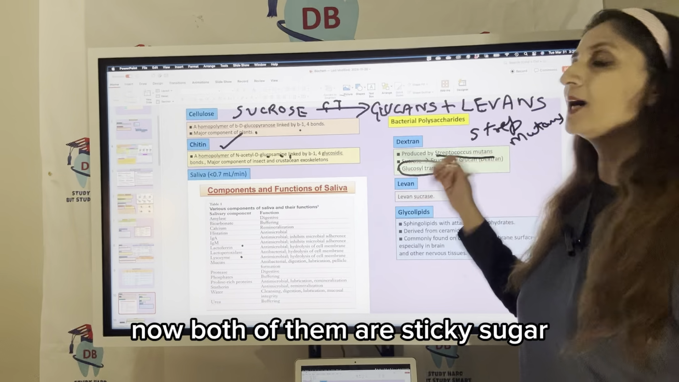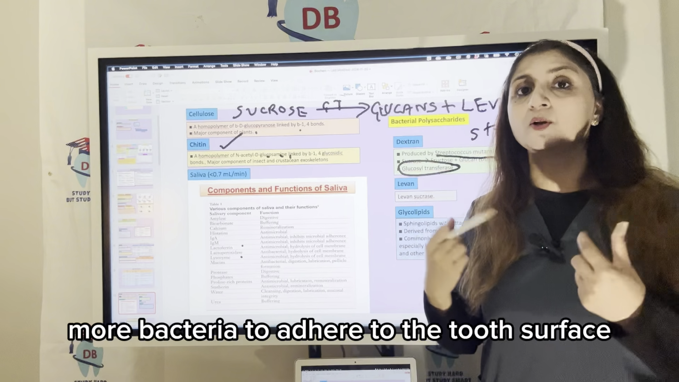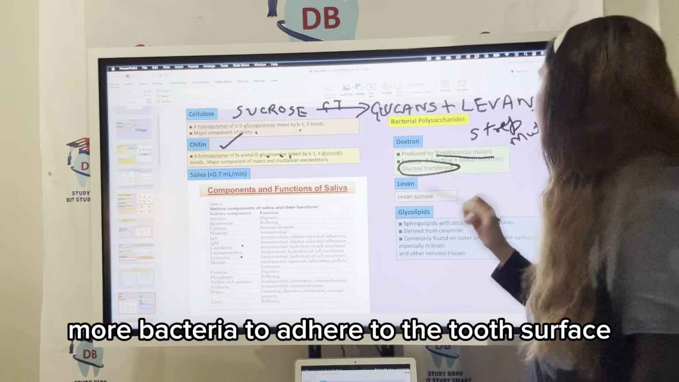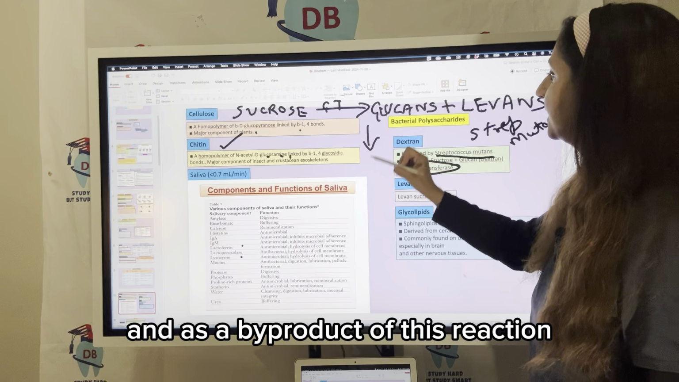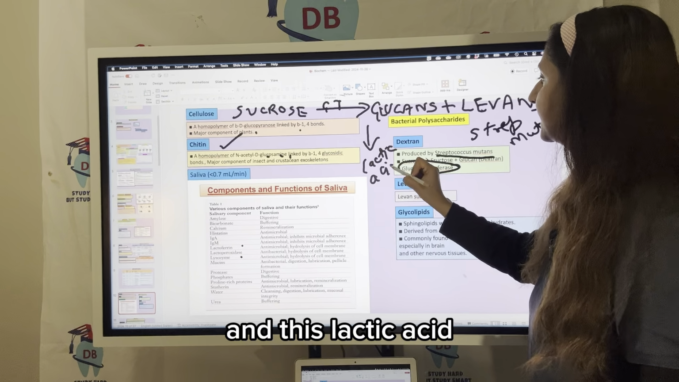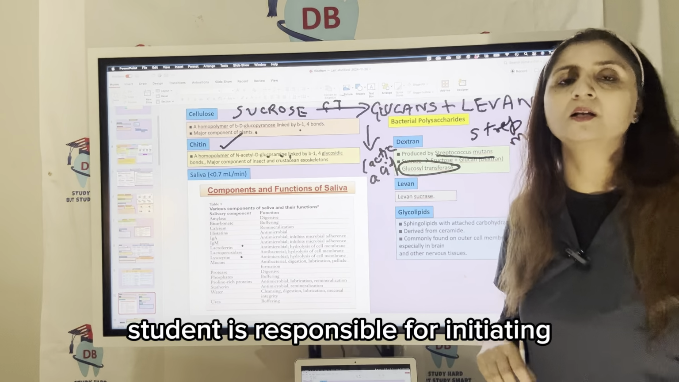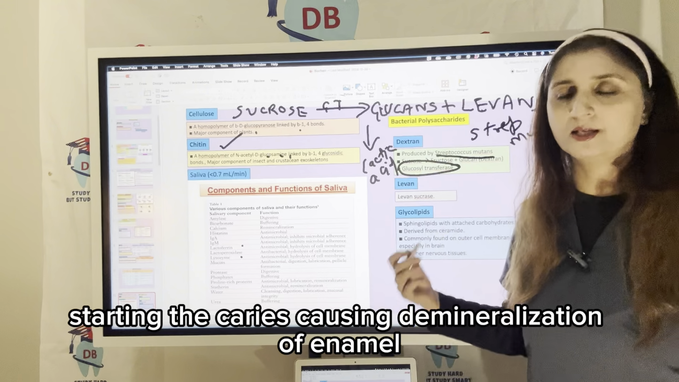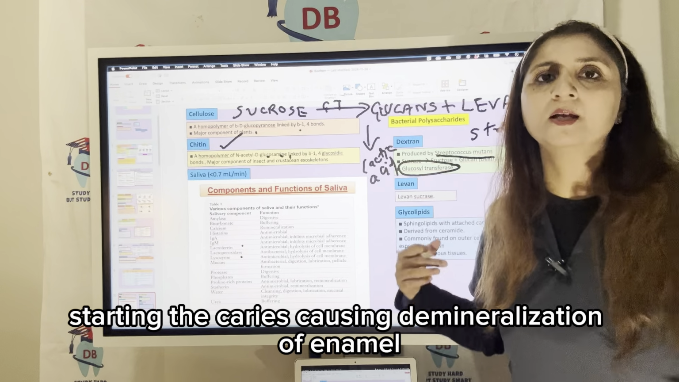Now both of them are sticky sugars, which will allow more bacteria to adhere to the tooth surface. And as a byproduct of this reaction, lactic acid is produced. And this lactic acid, students, is responsible for starting the caries, causing demineralization of enamel.